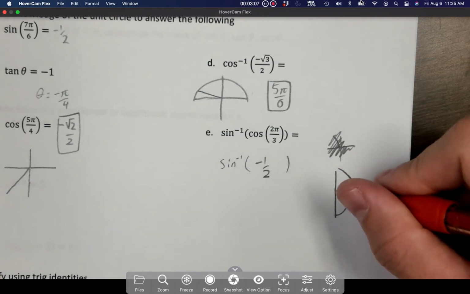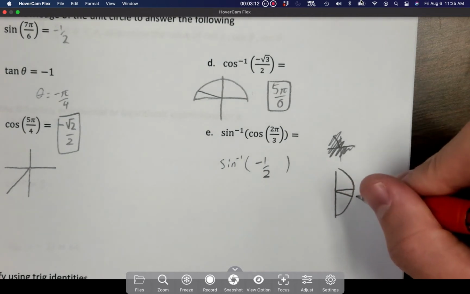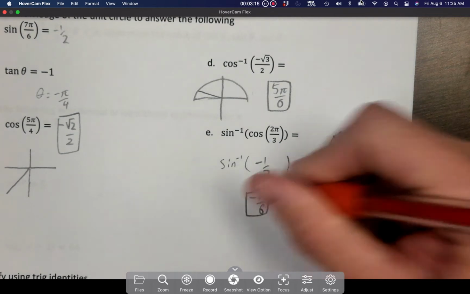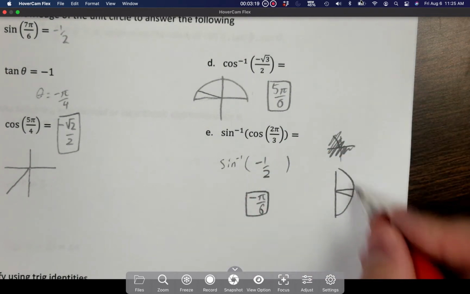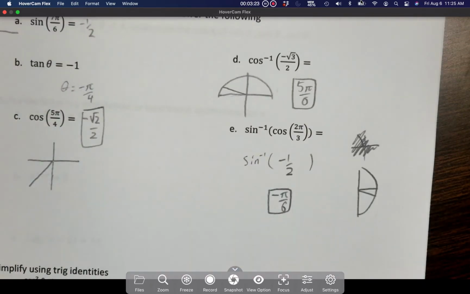Now that's on the right half. If sine's negative, we're in quadrant 4. If sine's 1/2, we haven't moved down that much. That's going to be negative pi over 6. Again, it's in the position of 11 pi over 6, but due to our inverse rules, we're going to call it the negative version of the quadrant 1 answer for sine inverse and tangent inverse.